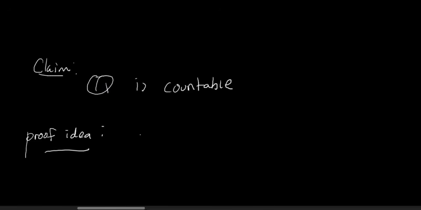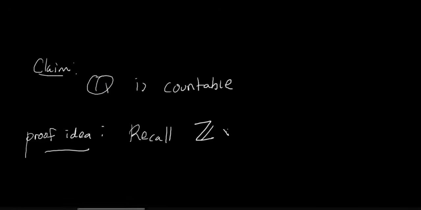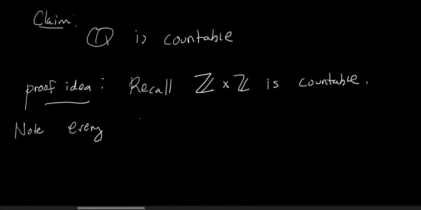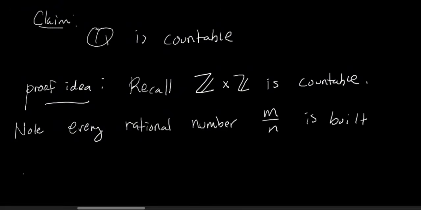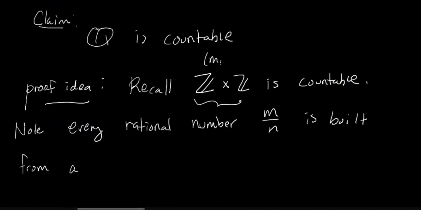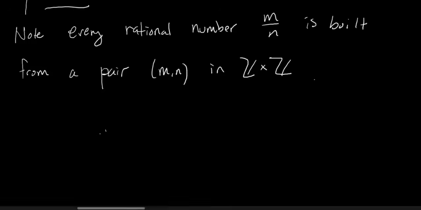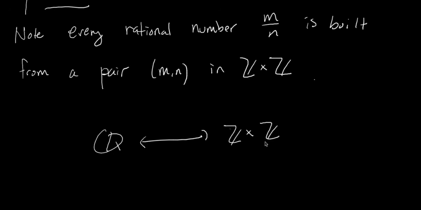And the idea for the proof is to first recall that the integer lattice, the set of all ordered pairs of whole numbers, is countable. And then note that every rational number, m over n, is built from a pair, an element of this set, say m comma n. So maybe what we can do is take our set of rational numbers and put it in some kind of one-to-one pairing with the elements of the set Z times Z, the set of ordered pairs of whole numbers, where the correspondence is going to be m over n will get partnered with m comma n.